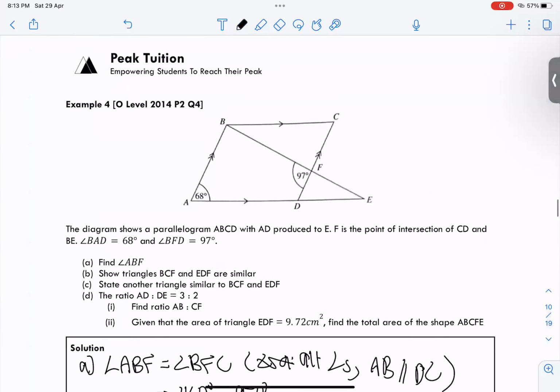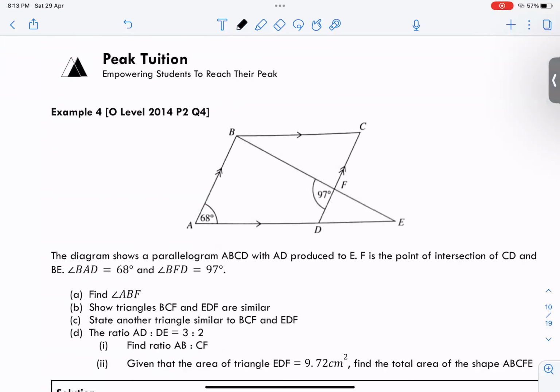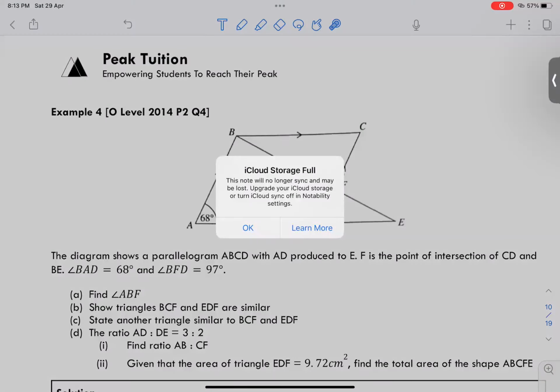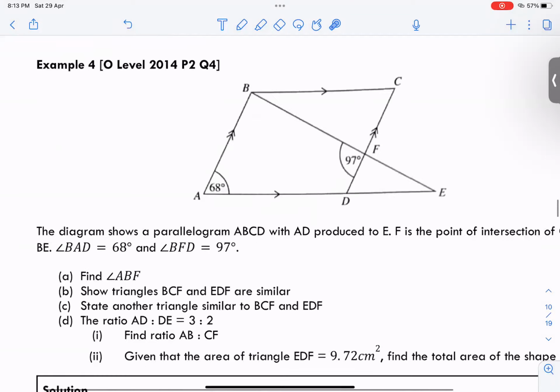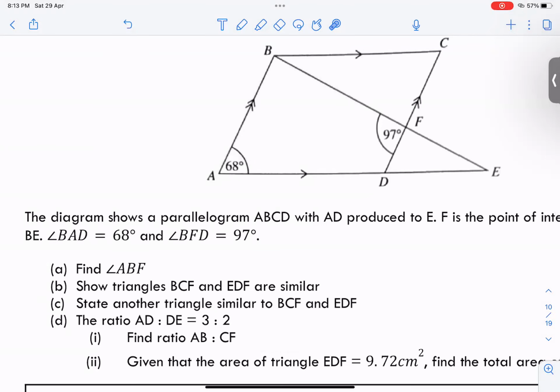Then the second one. Show triangle BCF and EDF are similar. Alright, over here is good because they tell you the two triangles that are similar. So you just need to show. So BCF.